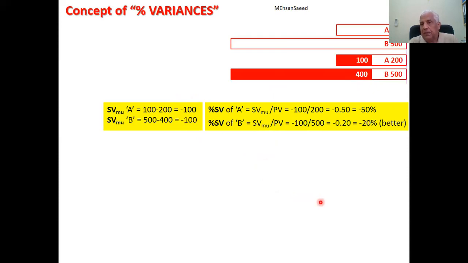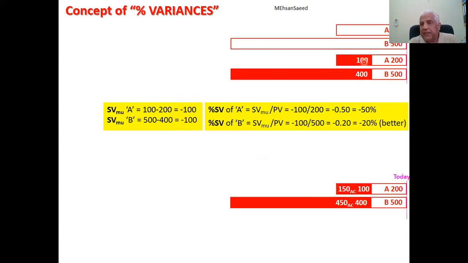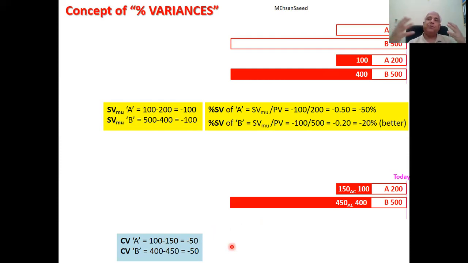Similarly, the cost. We assume that project A has earned 100 at a cost of 150, and project B has earned 400 at a cost of 450. Again, the simple cost variances are the same, minus 50, showing that the cost performance is the same.